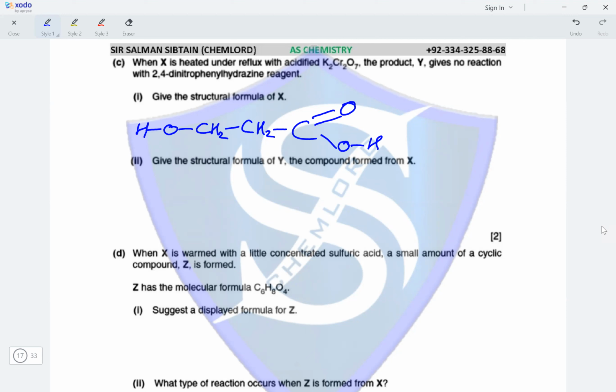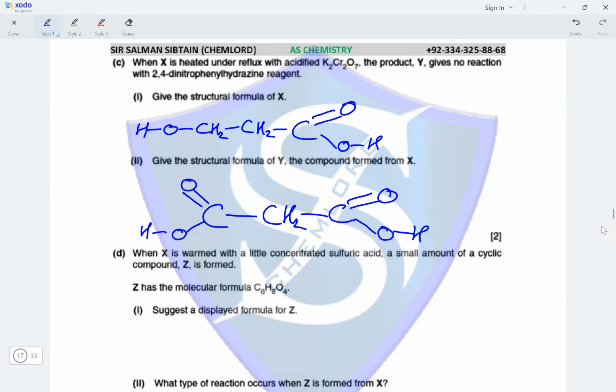And give the structural formula of Y, the compound formed from X. So that would be COOH in place of the primary alcohol, a CH2 group in between, and then another COOH group. When X is warmed with a little concentrated sulfuric acid, a small amount of a cyclic compound Z is formed. Z has a molecular formula C6H8O4. Suggest a displayed formula of Z.